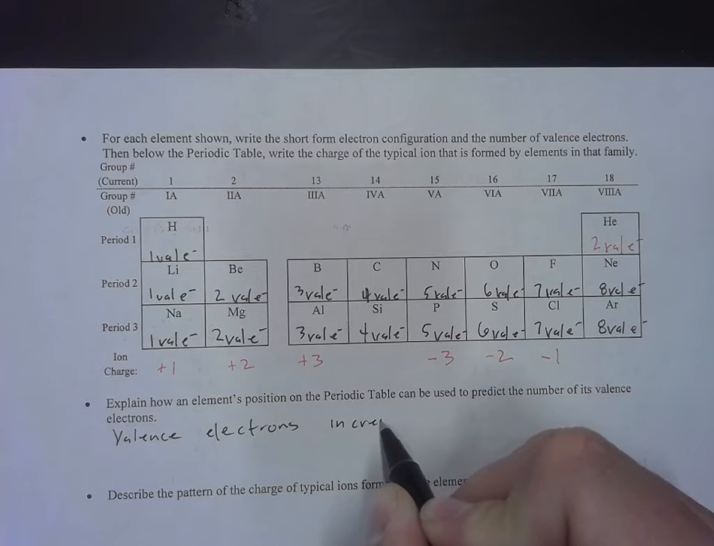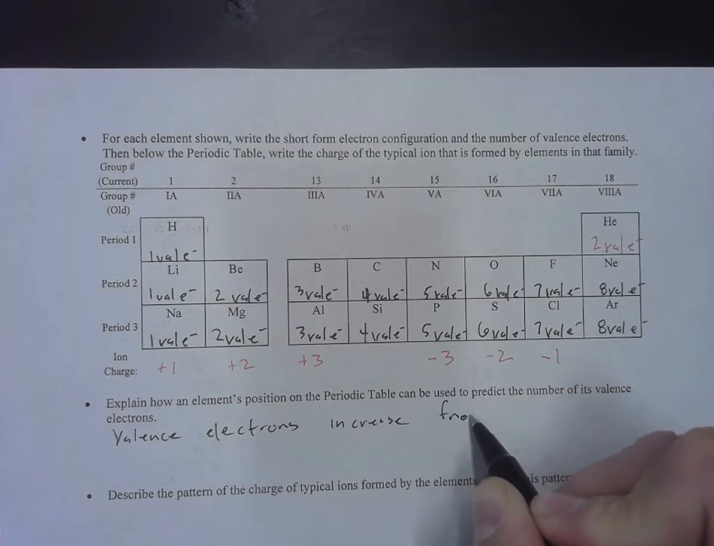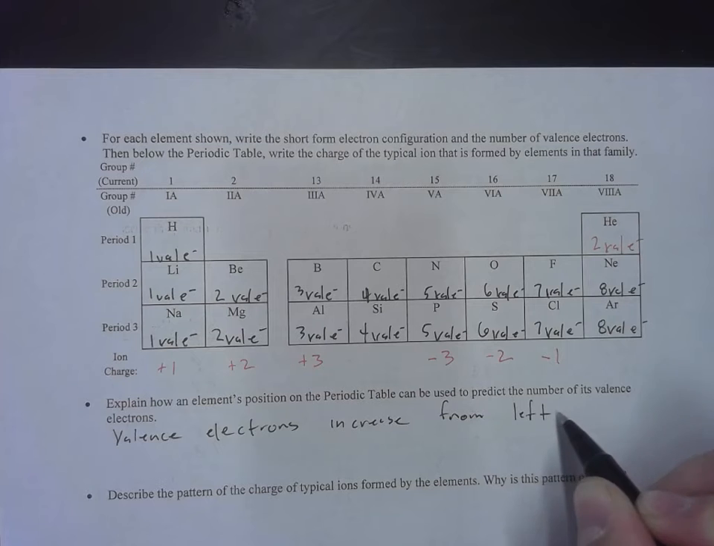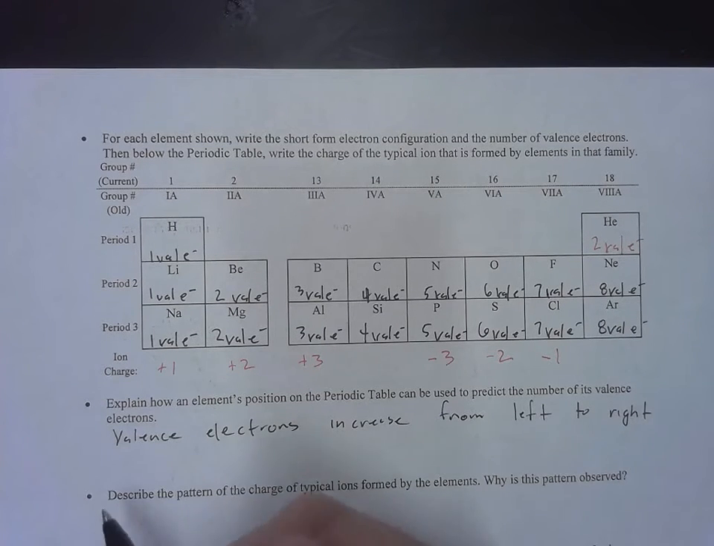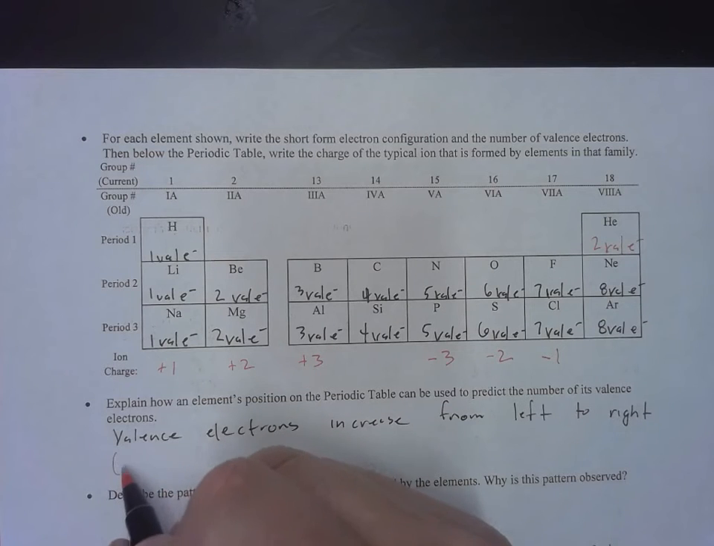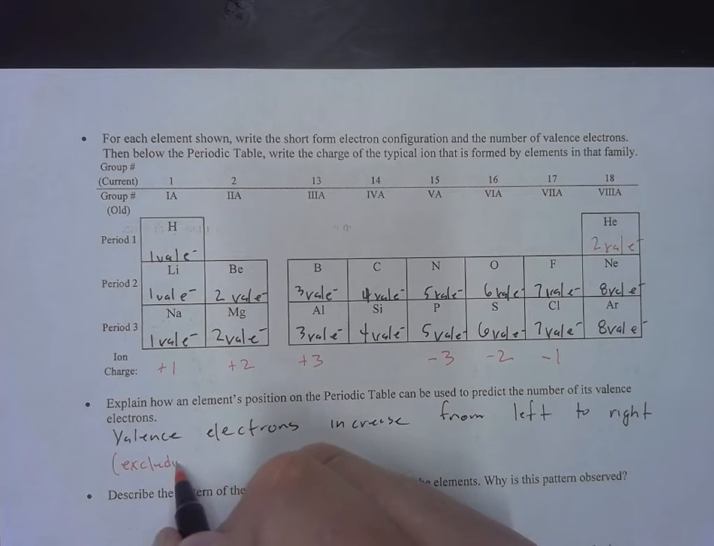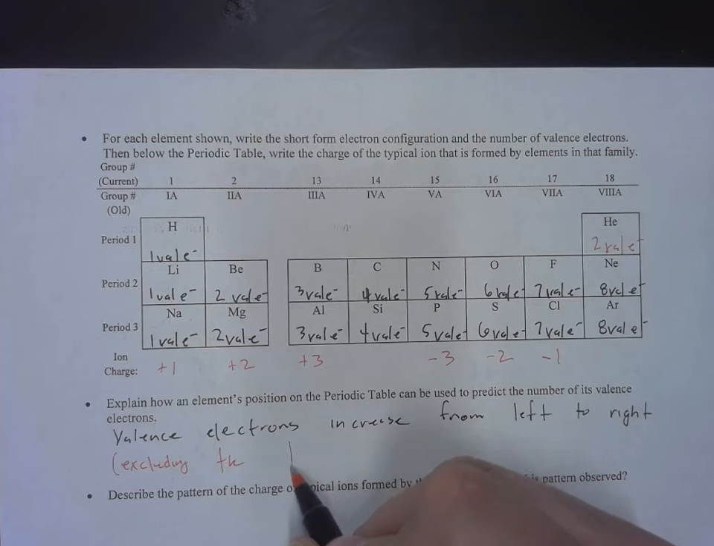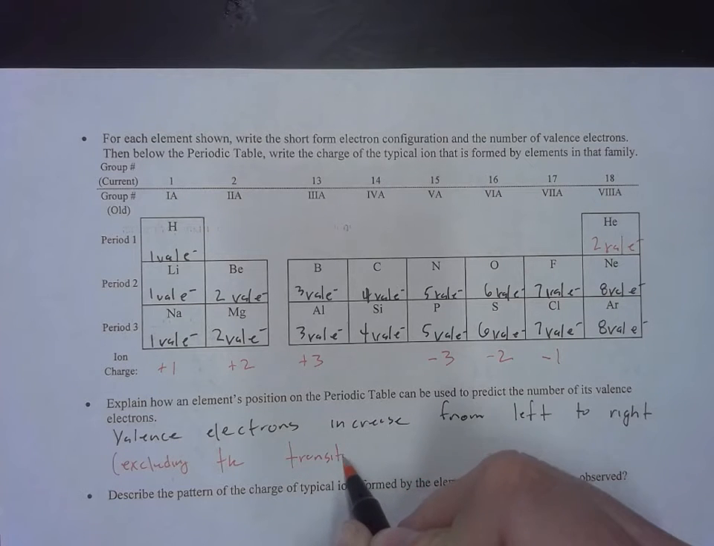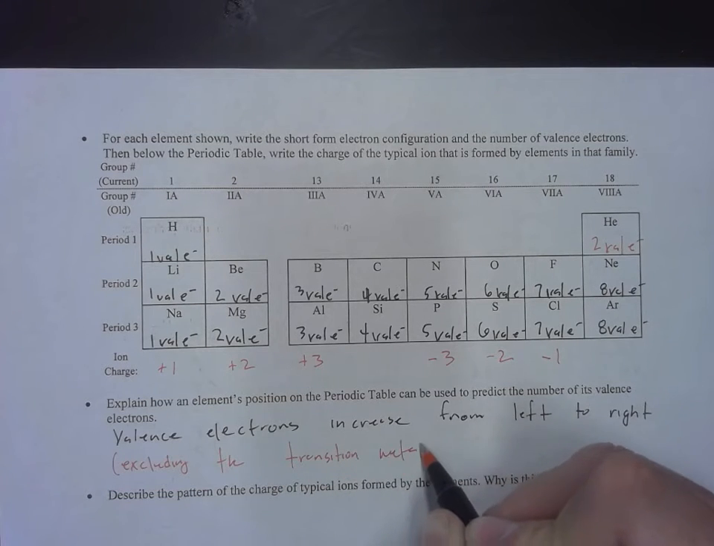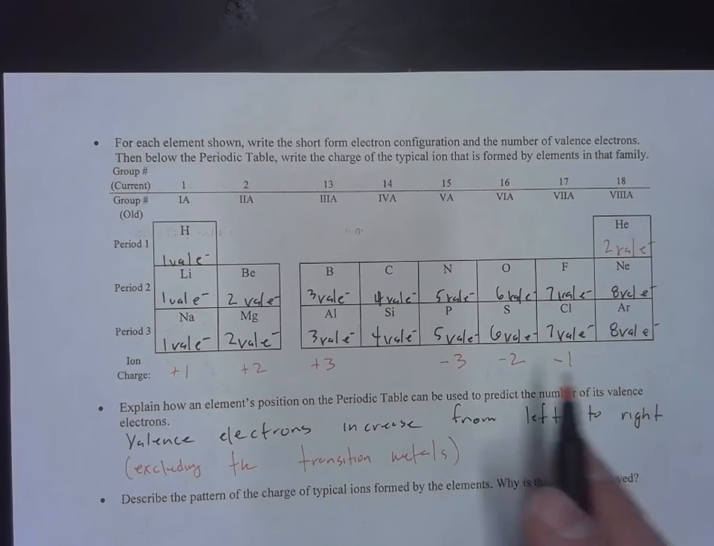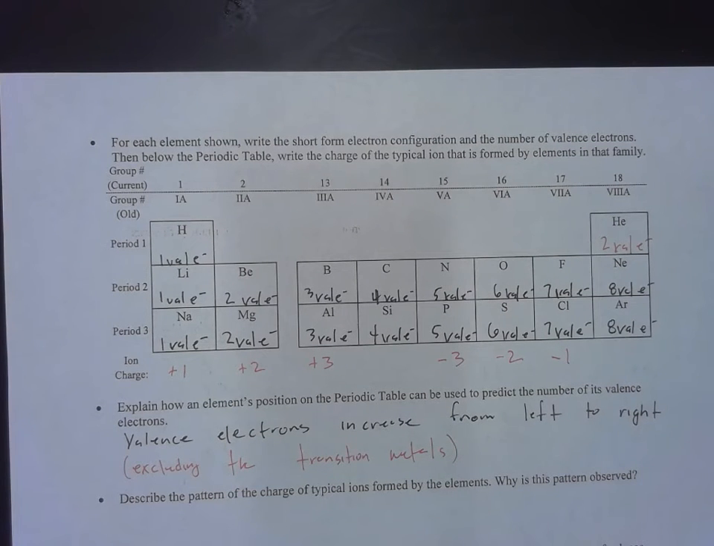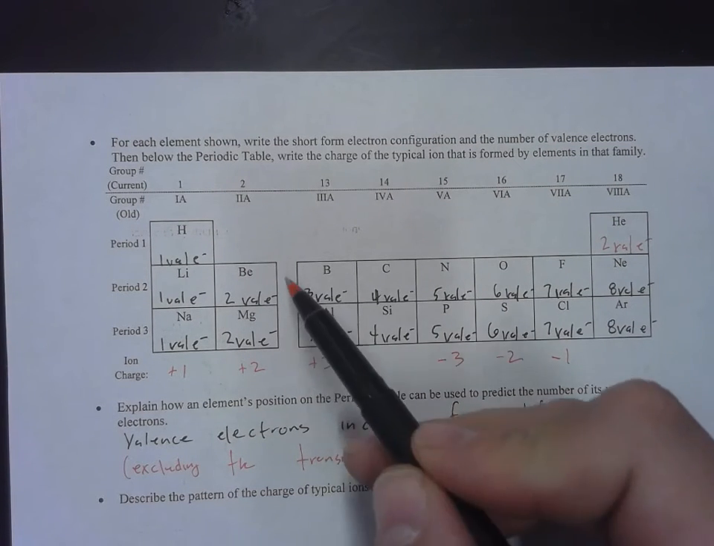So valence electrons increase from left to right. And it's real important to say excluding the transition metals. Okay. So as we go from left to right, the number of valence electrons increases by 1, with the exception of the transition metals. We skipped them, right? They would be right here.